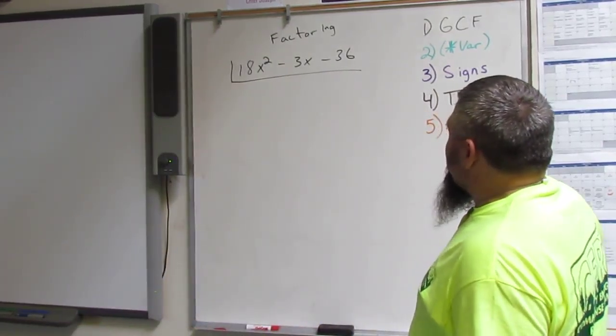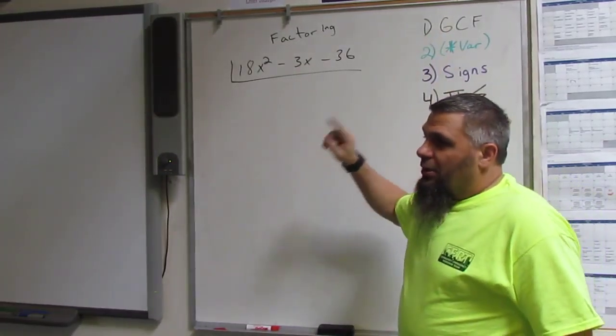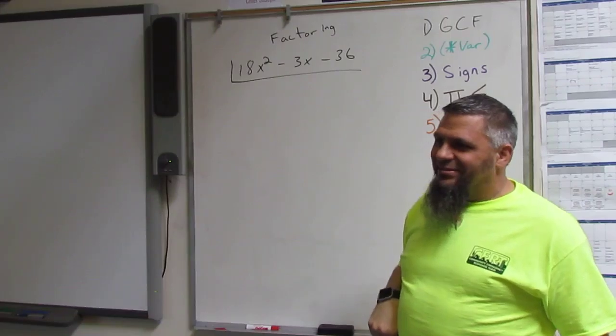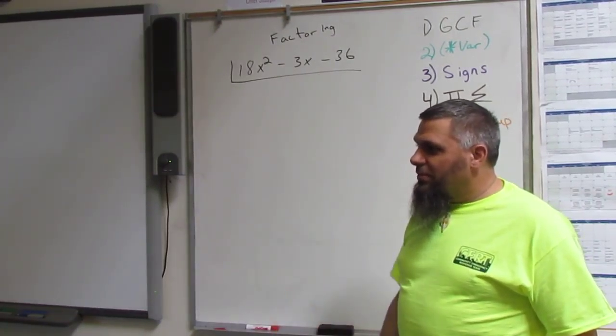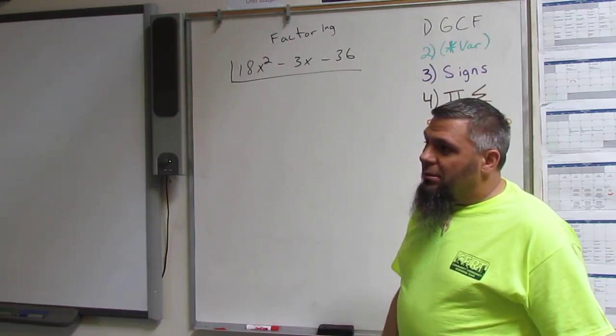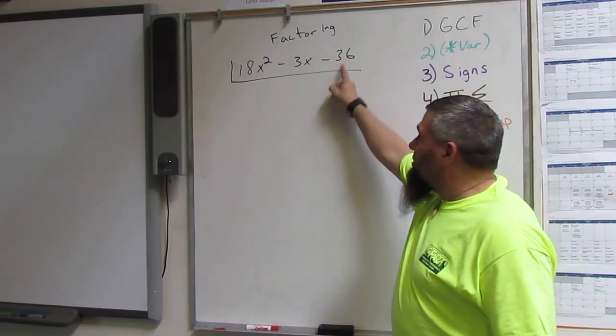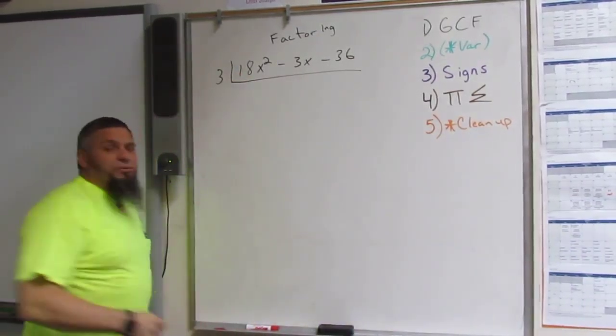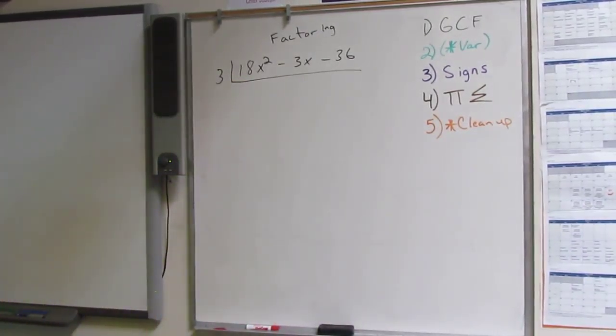Okay? Alright, so 3 does what's 3 plus 6? 3 plus 6, 9. Is 9 divisible by 3? Yeah. So is 36. So 3 goes into all of these. 3 times what is 18?